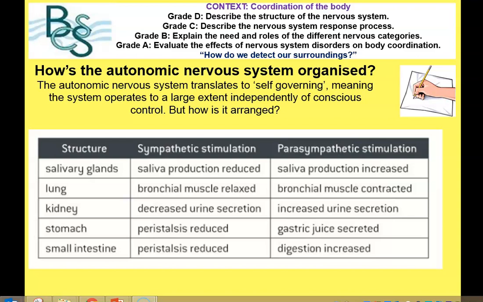For the parasympathetic, remember, rest and digest. So now this is when your saliva, your urine production, your stomach and your small intestine are going to kick into action. And so we're going to have many more impulses acting in those regions, and their activity is going to increase.